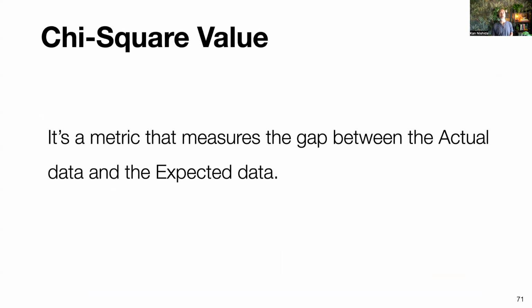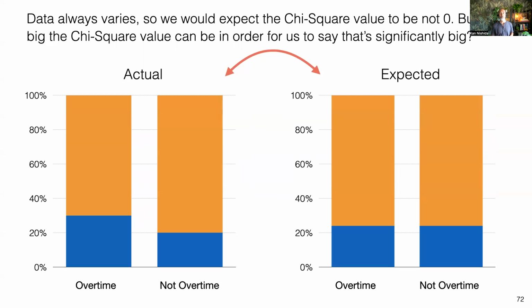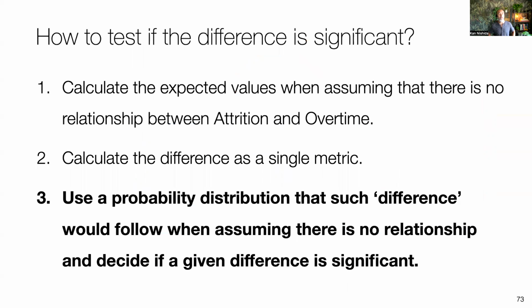The chi-square value is a metric that measures the gap between the actual data and the expected data. On the left-hand side, we know there's a difference, and on the right-hand side, there's no difference, and we measure how big the gap between these two is. We calculated that as a chi-square value. The last step is to use a probability distribution, a chi-square distribution, by the way, that such a difference would follow when assuming there's no relationship, and decide if a given difference is significant.